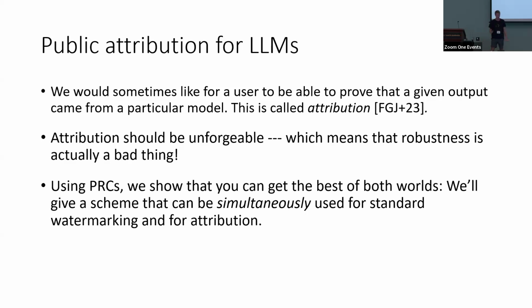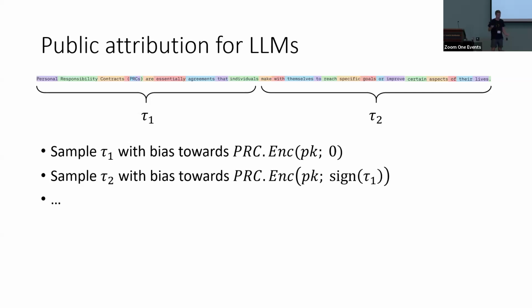Okay, so using PRCs, we show that you can get the best of both worlds. You can get a watermarking scheme that has both a robust watermark detector and also an unforgeable attribution detector. They have to be different algorithms because of the second bullet, but you can get them to both exist for the same scheme. So how do we do it? It's going to be super straightforward.